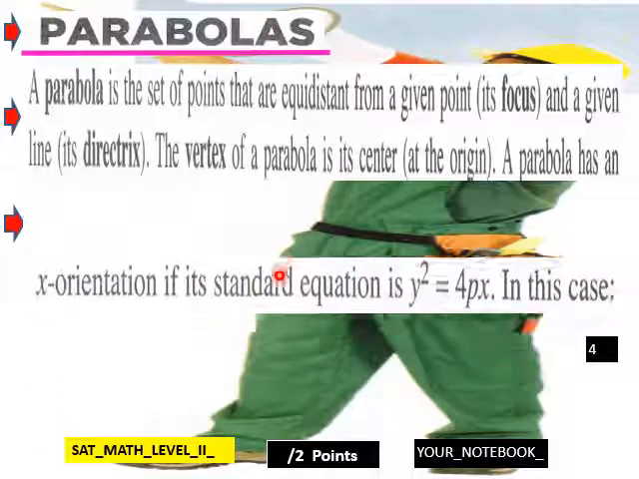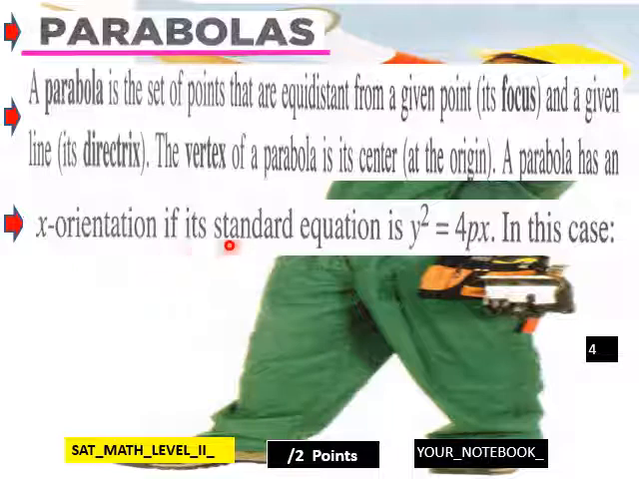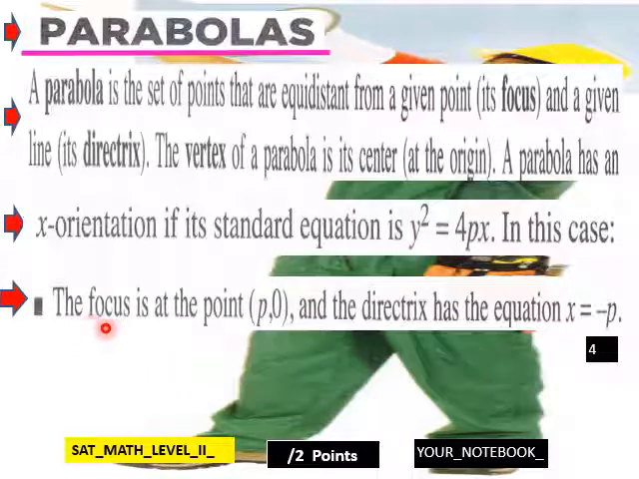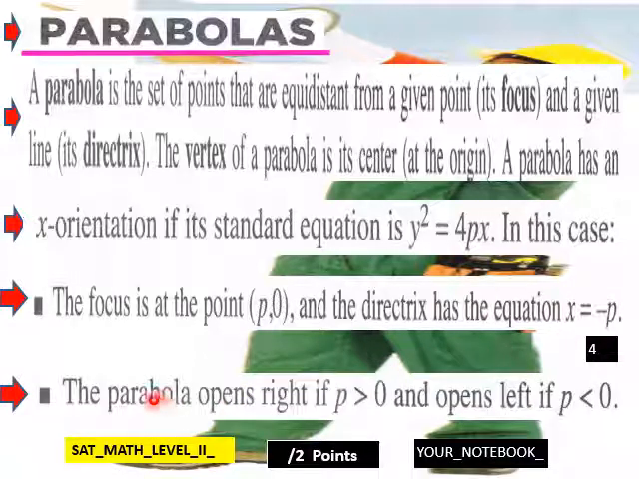A parabola has an x orientation if its standard equation is y squared equals 4px. In this case, the focus is at the point (p, 0) and the directrix has the equation x equals negative p. The parabola opens right if p is greater than 0 and opens left if p is less than 0.